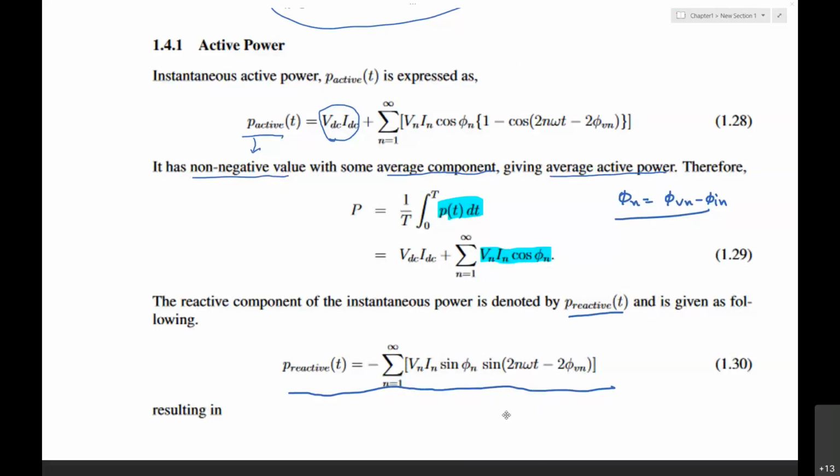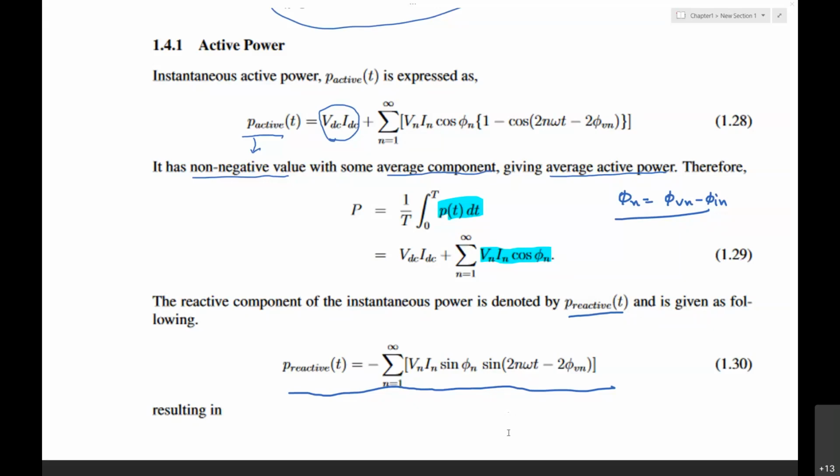In the last class, we discussed some of the power quality and power system related terms with respect to the fundamental voltage and current, and then discussed the instantaneous power equation when voltage and current have harmonics.